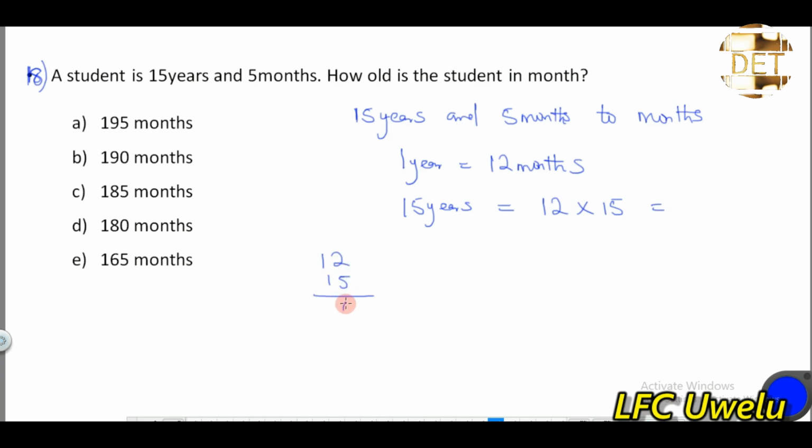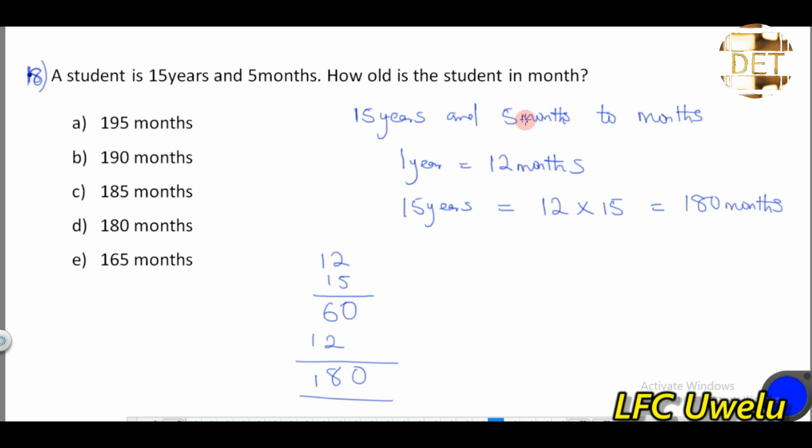5 times 2 will give us 10, put down 0, carry 1. 5 times 1 will give us 5 plus the 1 you carried, that will be 6. 1 times 2 is 2. 1 times 1 is 1. 0 plus nothing is 0. 6 plus 2 is 8, plus then I have 1 here, which is 1. So that's 180 months. So 15 years is equal to 180 months, right?